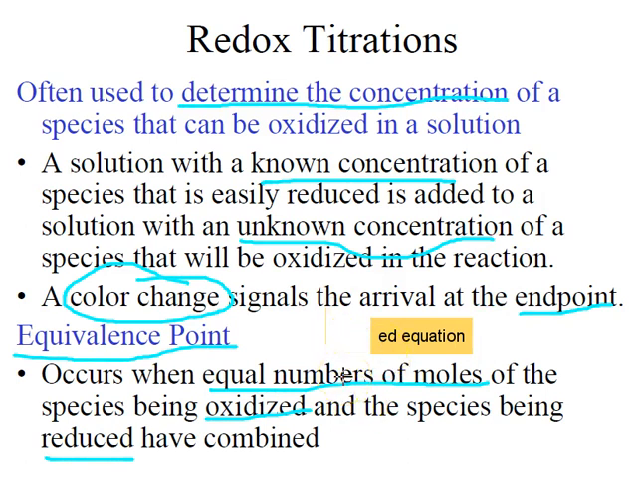But if you want to jot that down on your paper there, when we say equal, we're talking about according to the balanced equation. So if it's a 2 to 3 ratio in the balanced equation, then the equivalence point is when it's a 2 to 3 ratio. If it's a 2 to 1 ratio in the balanced equation, the equivalence point is when we get to that ratio. So equal is according to the balanced equation. I just want to clarify that.